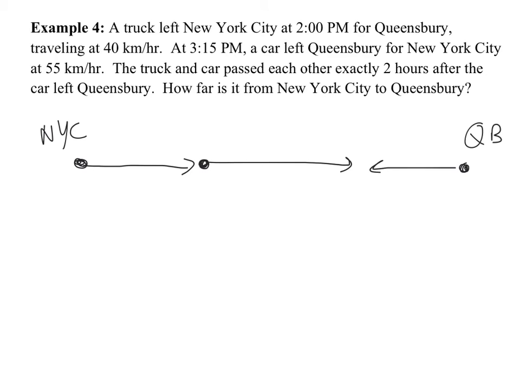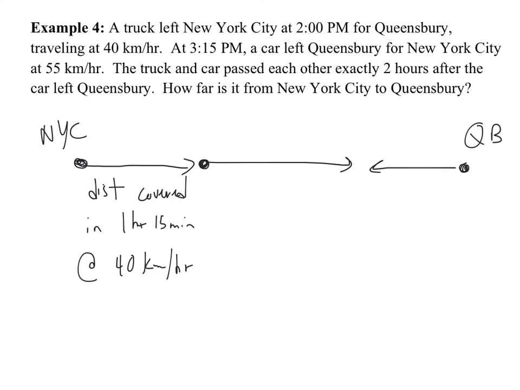Look at the problem. The guy in New York leaves an hour and 15 minutes earlier. Doesn't mean he gets a head start. So that first little ray right here is the distance covered in 1 hour, 15 minutes. In the very beginning, for that first hour and 15 minutes, the truck leaving New York has a head start, and he's traveling at 40 kilometers per hour.